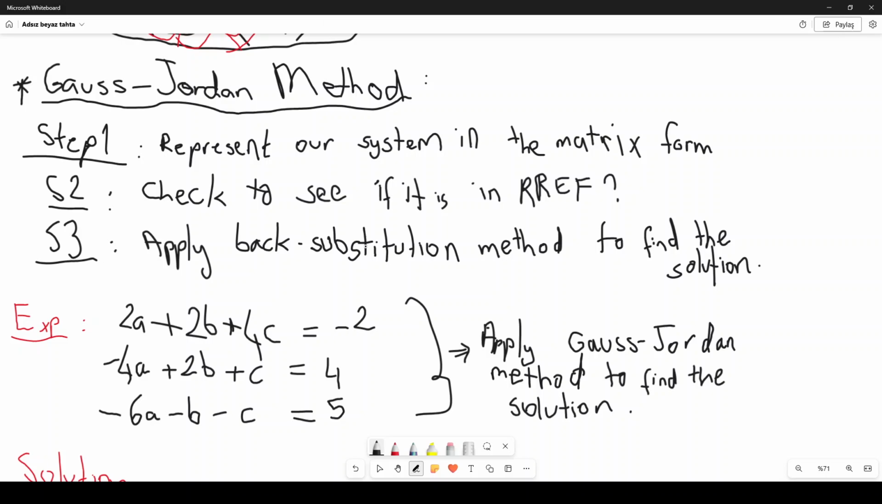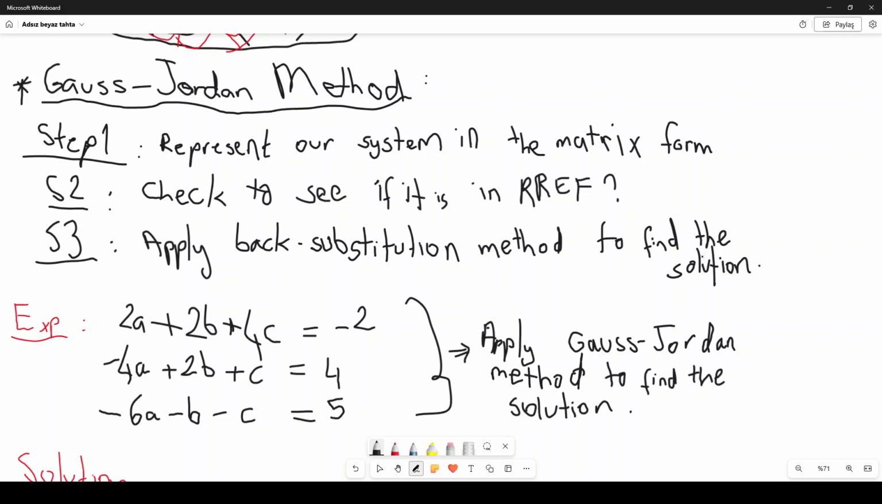Okay? And here is the algorithmic flow for us to produce the solution by using the Gauss-Jordan method. In step 1, we represent our system in the matrix form again. This is something that we're familiar with based upon our previous lectures, as we all learned from the Gaussian elimination method. While we are applying the Gaussian elimination method, we first represent our system of equations in the matrix form, and the matrix form is the augmented matrix, right?